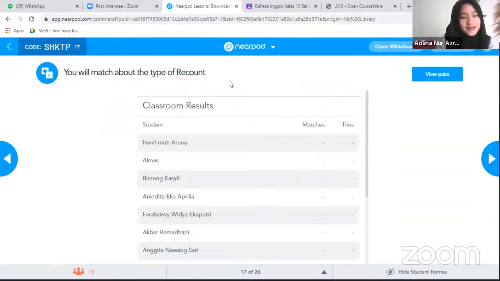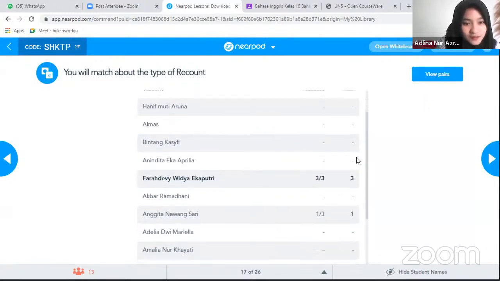Thank you, Ma'am Anindita. Well, students, I hope all of you still remember the material that has been given by the teacher, related to the definition, the types, the language features, and the structure. But today, you should match the types of the recount with the definition of each type. So we're still waiting for the students to join the match pair session.